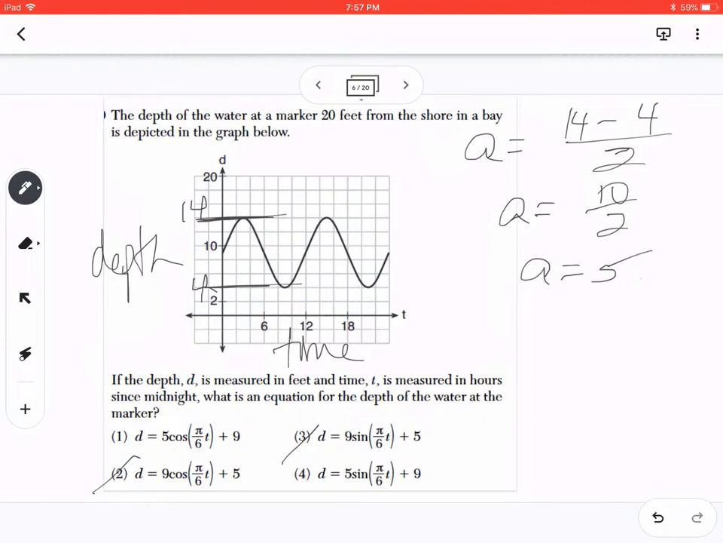We could eliminate any choice of an equation that doesn't have an amplitude of 5. Also, choice 1 and 4, which are remaining, both have the same frequency value, pi over 6, and that's multiplied by the input t. So the difference really comes into play as to whether this is a sine or a cosine function.